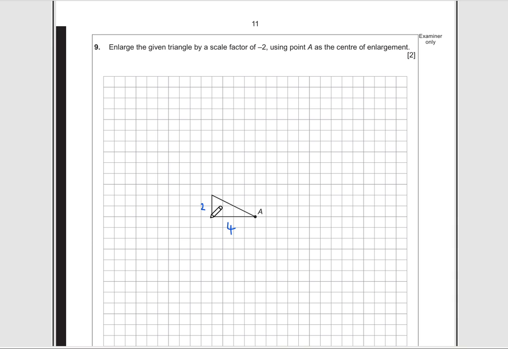So rather than going 4 to the left, I'm going to go 8 to the right. So 2, 4, 6, 8. And instead of going 2 up, I'm going to go 4 down. Okay, and then I just need to join those 2 points. Obviously, you want to do this with the ruler in your exam.